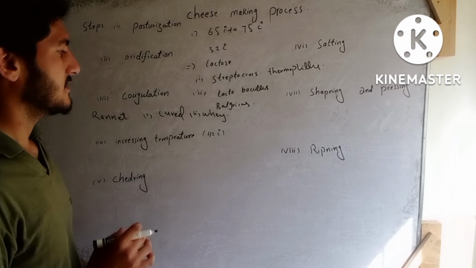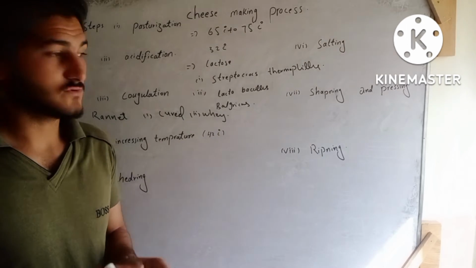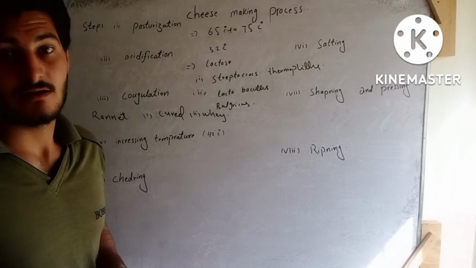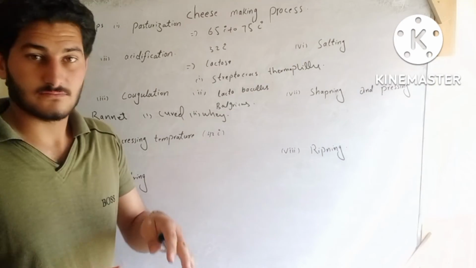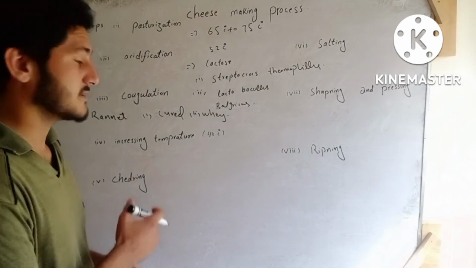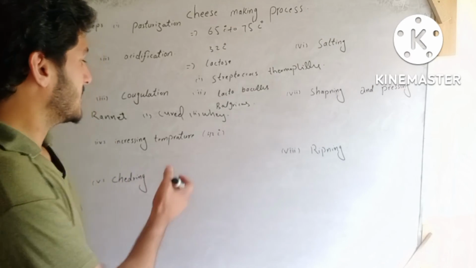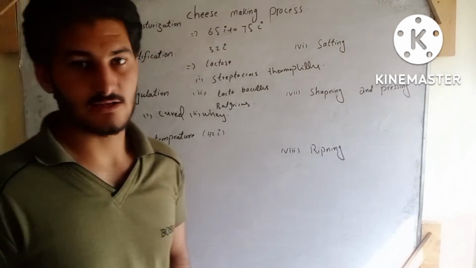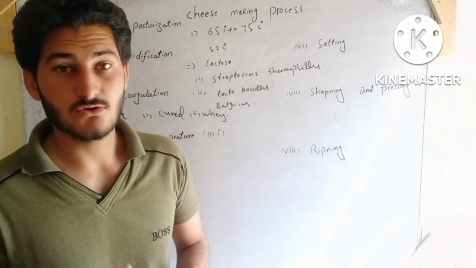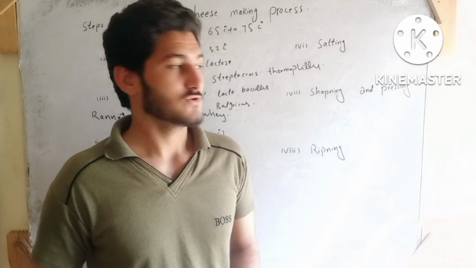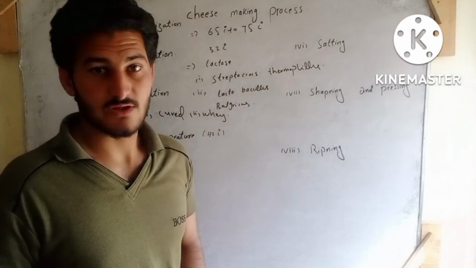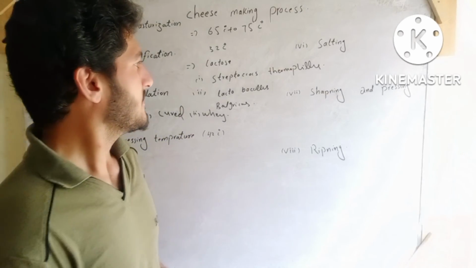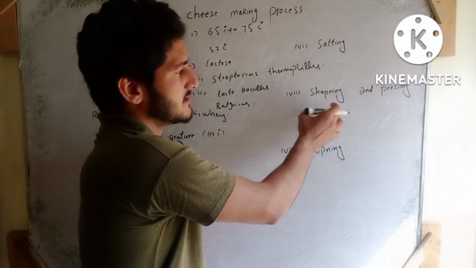Chilling is the process we use to completely separate the whey from the curd. We apply weight to the curd to separate the whey from it. Now after this, we do salting. Salting is used for flavor and taste, and the salting process is very important in cheese formation.